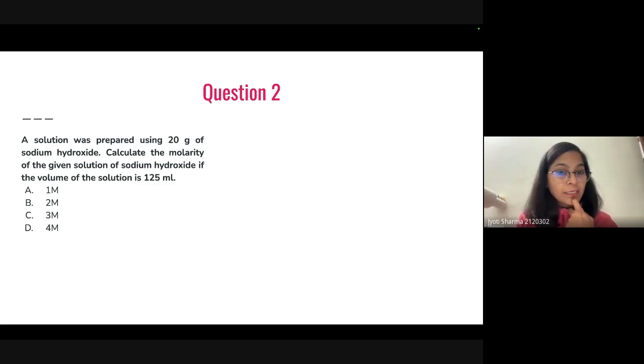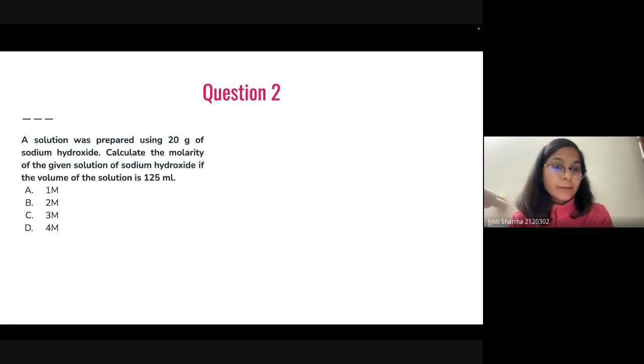So we have the mass, and we have the volume, but the volume is in ml, you have to convert it into liter. And you must know the molar mass of sodium hydroxide, because the formula will be given mass upon molar mass. So this is the number of moles, and number of moles divided by the volume of the solution. So volume of the solution will be 125 divided by 1000, because we are changing it from ml to liter. Ayush calculated it so fast, and he said that it is 4 molarity.